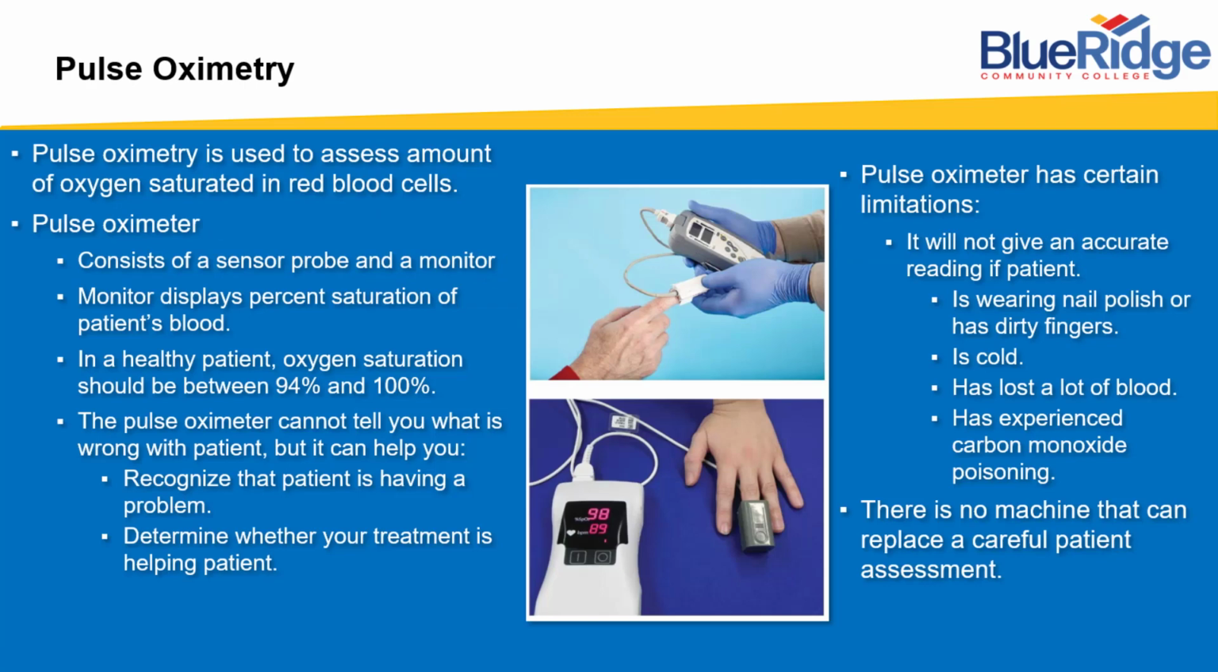So pulse oximetry is a useful tool, but not a definitive tool. Pulse oximetry is used to measure the amount of oxygen saturation in the red blood cells. A pulse oximeter consists of a sensor probe and a monitor. To operate the pulse oximeter, turn it on. Put it on the finger.